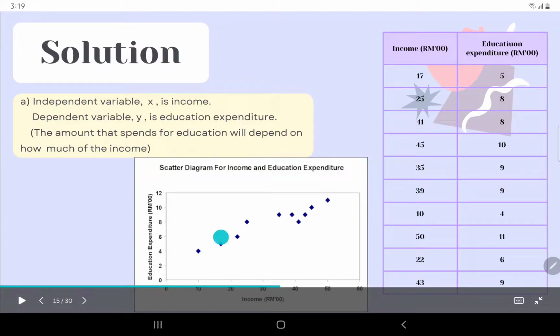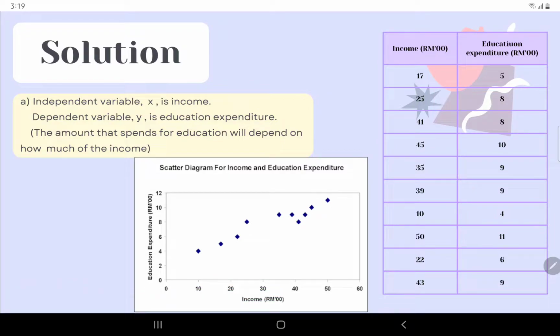So kita boleh tengok dia punya scatter diagram bentuk macam ni. So it is important for you to decide the right X and Y. What is your independent variable and what is your dependent variable. Tak boleh salah lah, nanti you punya scatter diagram akan jadi salah.